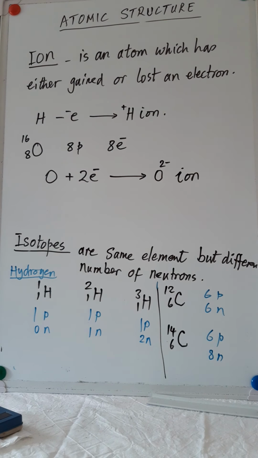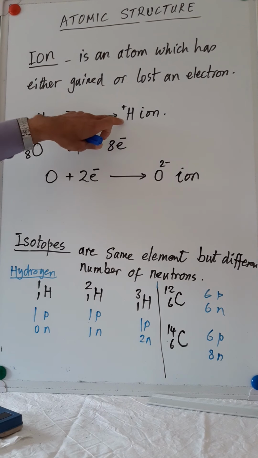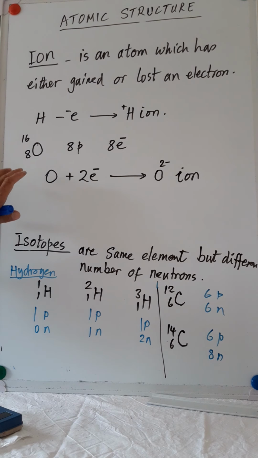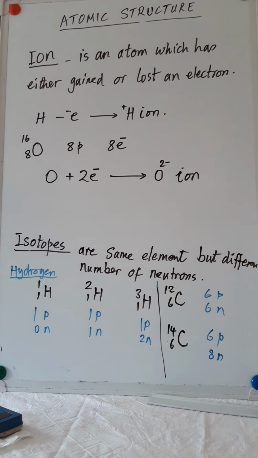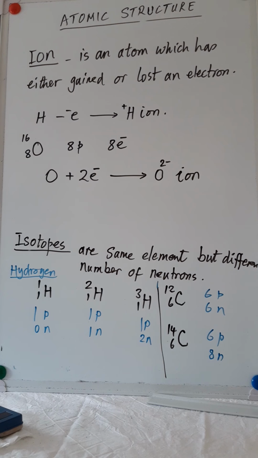So an ion means something that has, here it has lost an electron, it becomes a positive ion. Here it has gained an electron, it becomes a negative ion. And later on when we talk about radioactivity and ionization, you will need to understand how the ionization works.